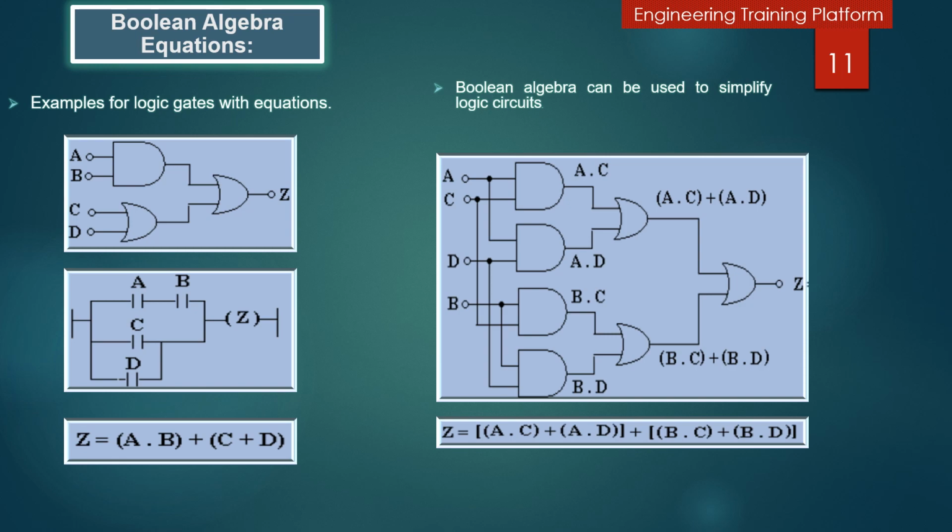In the second equation, you can see for the AND gate, this is combined with A, and here you can see D. A multiply by D.